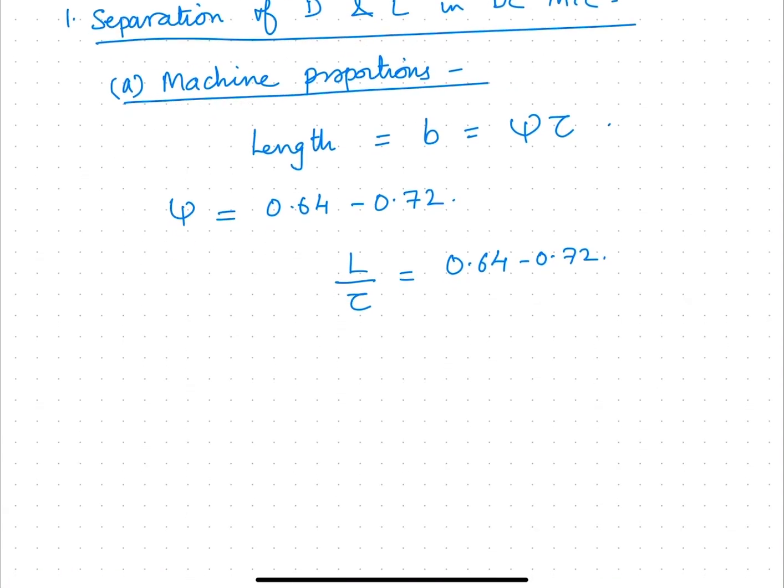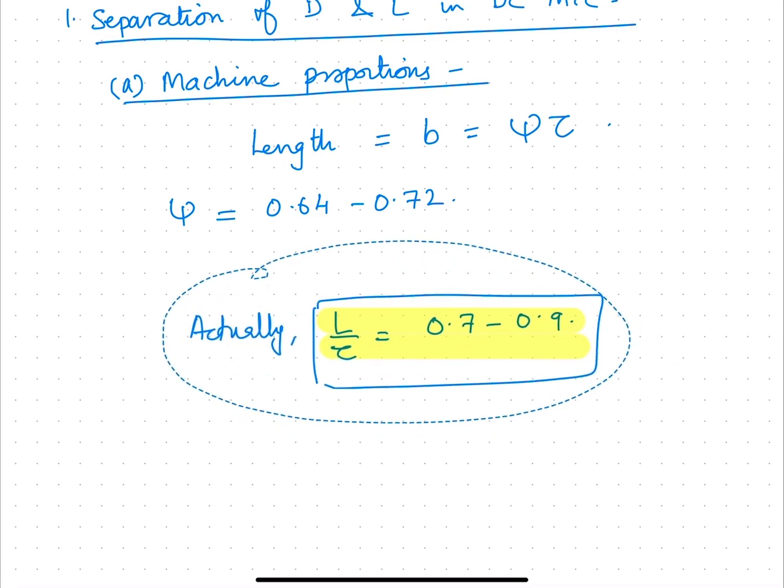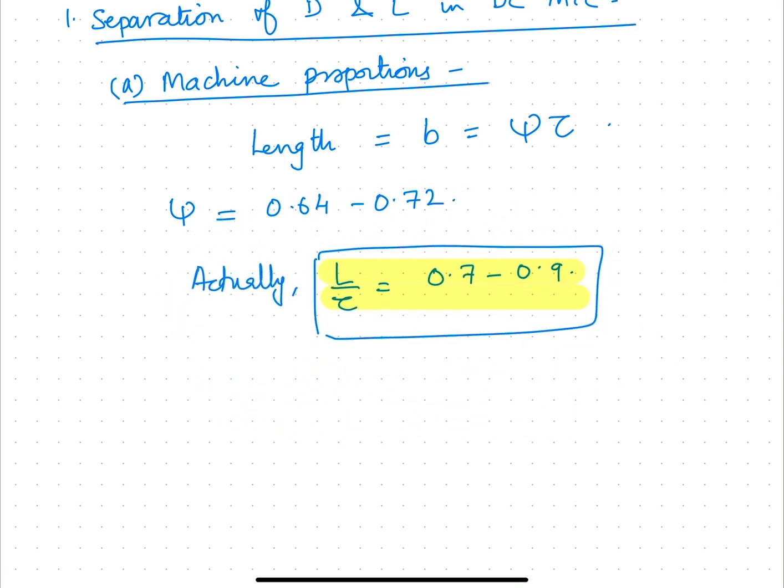But in practice, this L is slightly greater than the pole arc B. So this ratio L over tau is taken to be equal to 0.7 to 0.9. So the ratio of L to tau is 0.7 to 0.9.